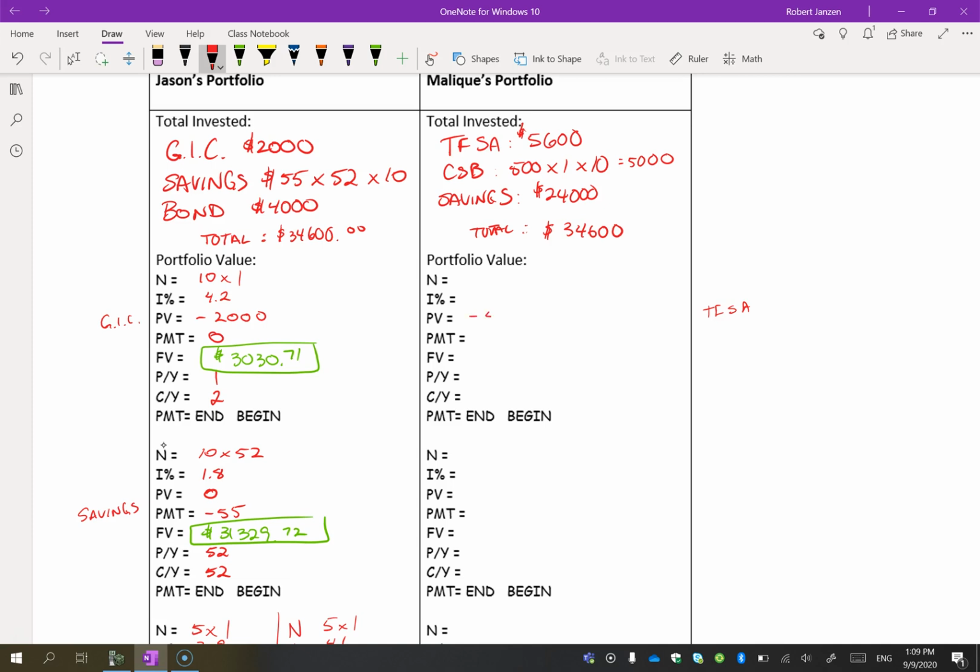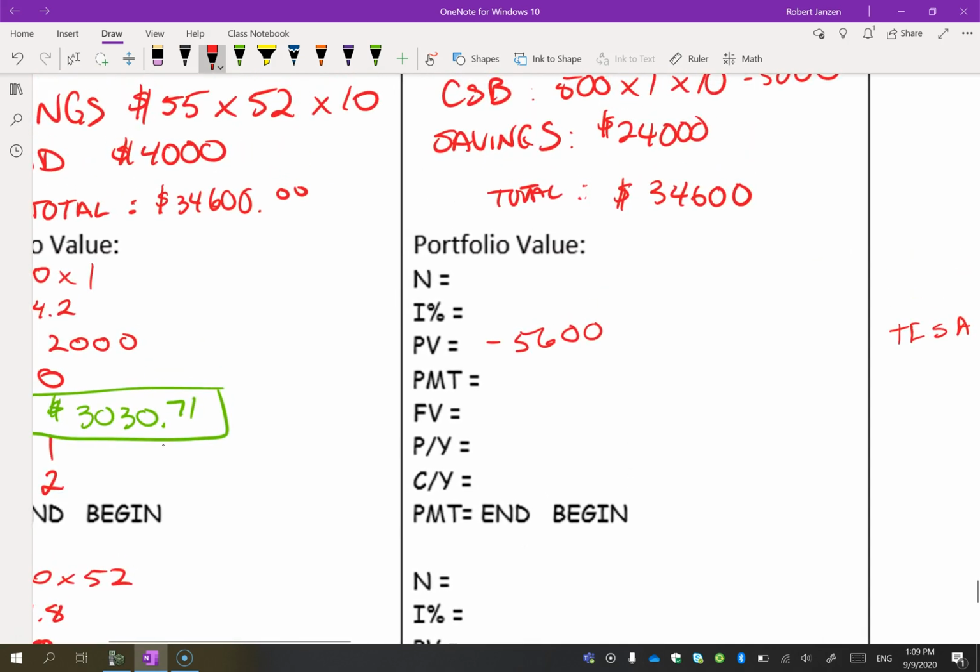Okay, so he puts in $5,600. All right, this is going to be 10 times 1 for 10 years, investing it, just reinvesting it every year at 2.2% compounded monthly, 0 payments. So what's this worth? This turns out to be worth $6,976.62.